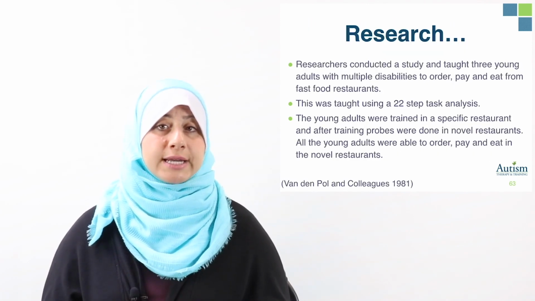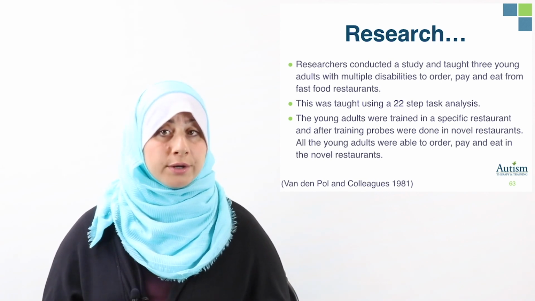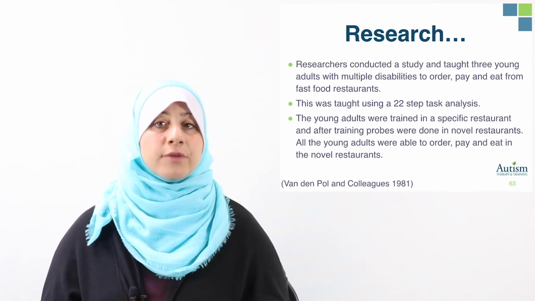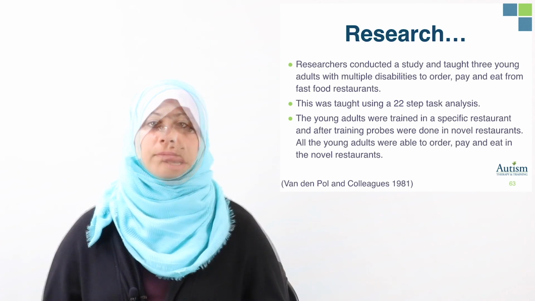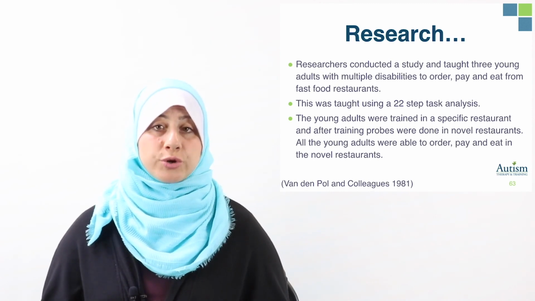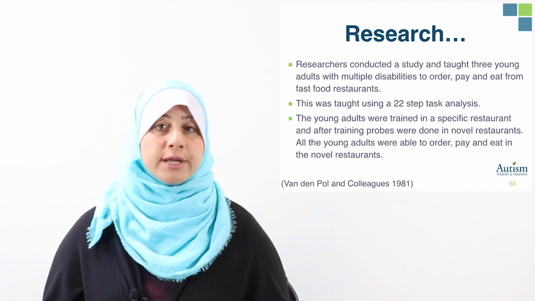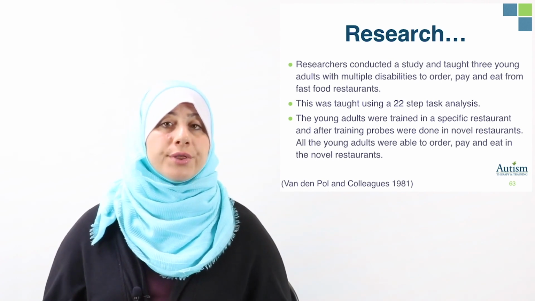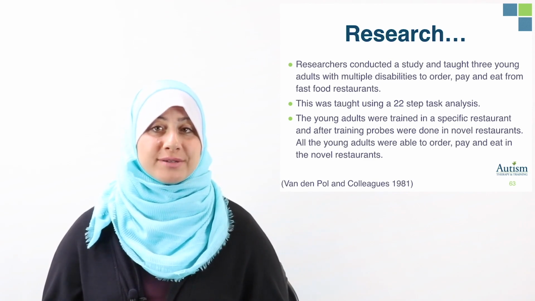Researchers conducted a study and taught 3 young adults with multiple disabilities to order, pay, and eat from a fast food restaurant. This was taught using a 22-step task analysis. The young adults were trained in a specific restaurant, and after training, probes were done in novel restaurants. All the young adults were able to order, pay, and eat in the novel restaurants.